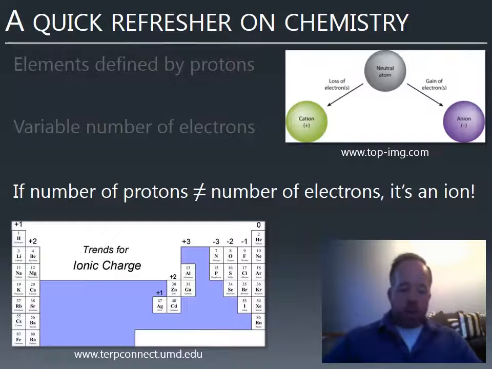And depending on what element you're talking about, there's a tendency for it to have a positive or a negative charge. We'll talk about which ions are important for today, but in essence, that's all an ion is. It's an atom that has either fewer or more electrons than it has protons. So it has a charge to it.